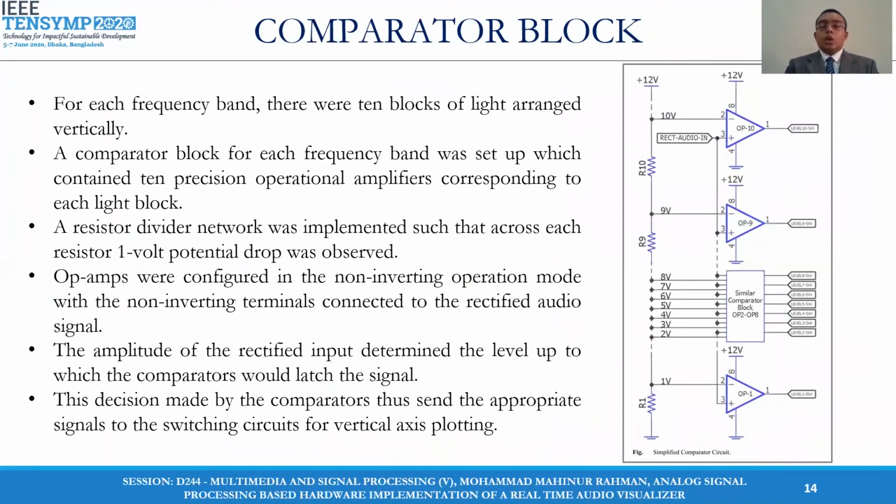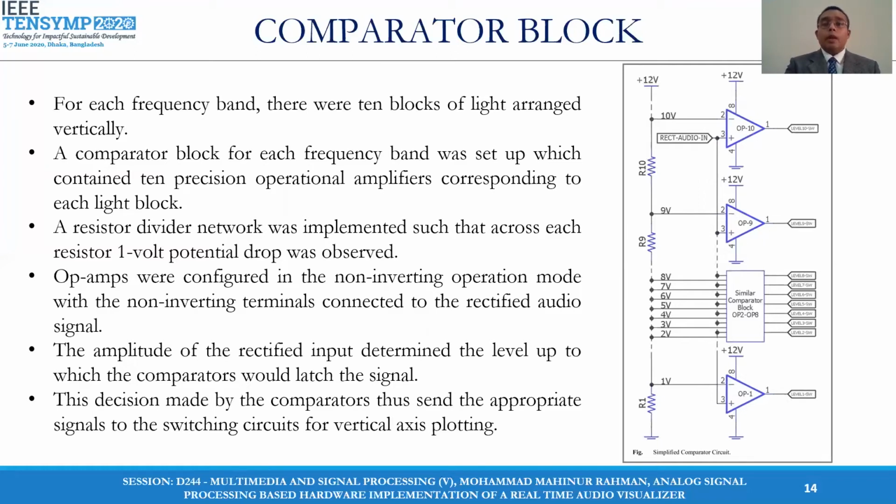In the comparator switch and load block, moving into the comparator block, each frequency band is now divided by its amplitude into 10 vertical blocks, and for 10 vertical blocks we have 10 comparators in each comparator block. One voltage drop across each comparator was achieved using a resistor divider network, and the comparators operated in the non-inverting operation mode. The amplitude of the rectified signal determined the level up to which the comparators would latch the signal, and from this the decision was sent into the switching circuits for vertical axis plotting.